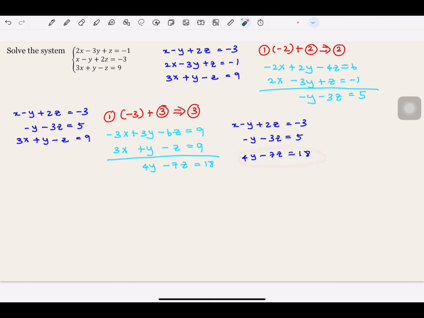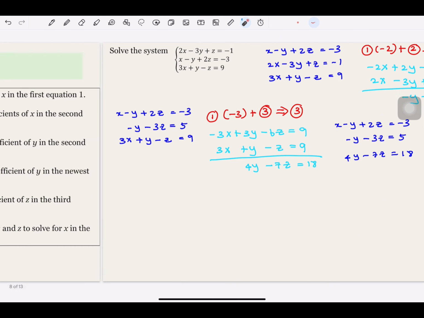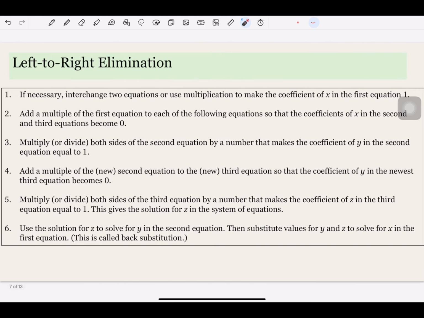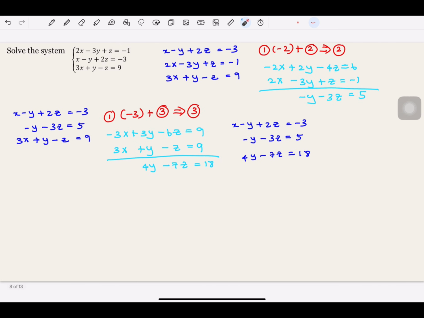So somehow we need to make the coefficient of y here a 0. Okay, so let's move into the steps. So here let's move into the third step. In the third step, you are asked to multiply both sides of the second equation by a number that makes the coefficient in the second equation equal to 1. So now before we move ahead, you have to make sure the coefficient of y is equal to 1.